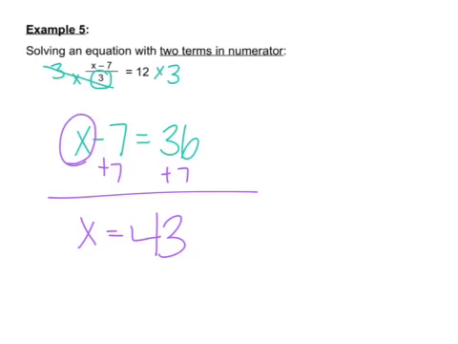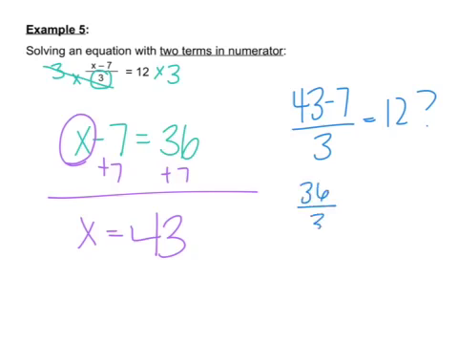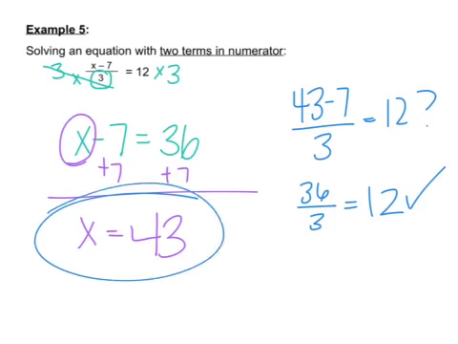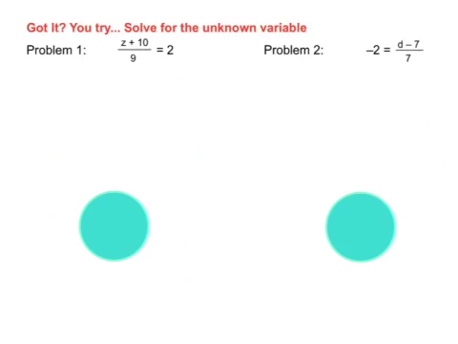However, like always, I need to double check. Is 43 minus 7 divided by 3 equal to 12? That's what I'm asking. 43 minus 7 is 36. 36 divided by 3, yes, it does equal 12. So that is my final answer. Notice the difference here compared to what we did earlier. Once again, we're back to try it on your own. Pause the video, give them a try, come back and check for the right answer.